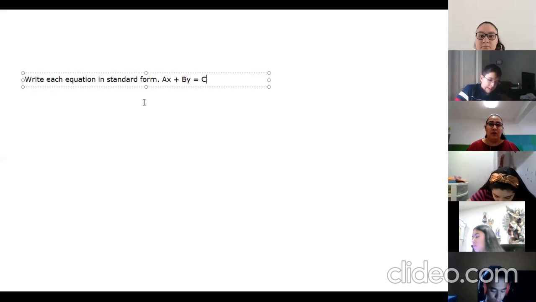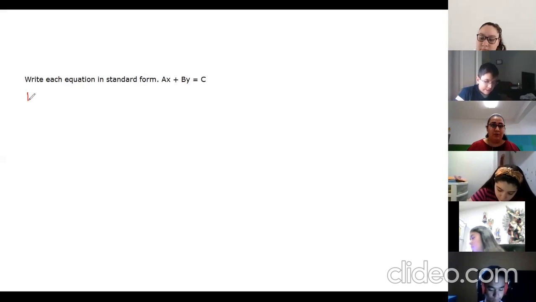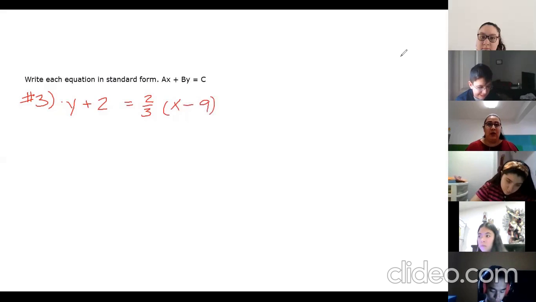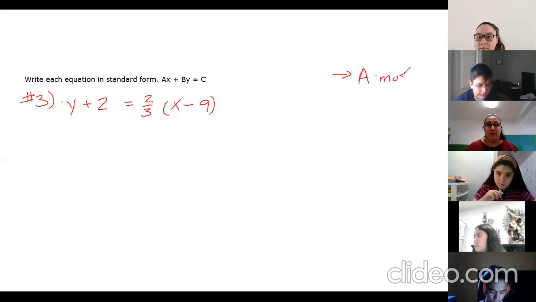And what we're going to start off with is answering problem number 3, which is y plus 2 is equal to 2/3 times the difference of x minus 9. A couple of things to keep in mind before we begin. We want to keep the coefficient A positive.